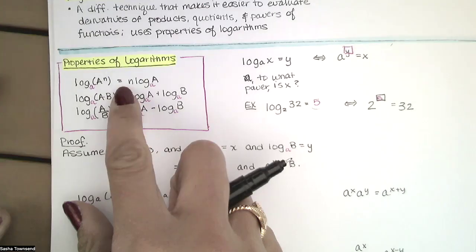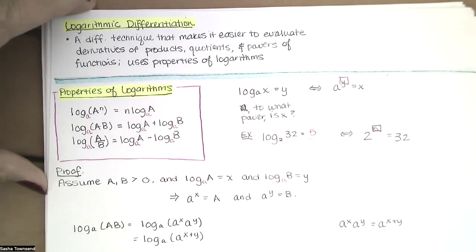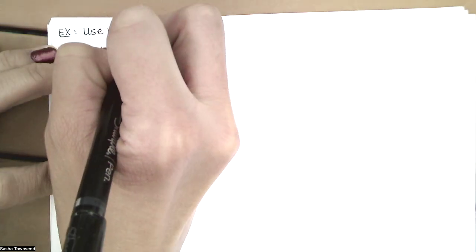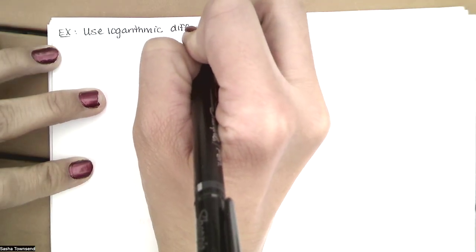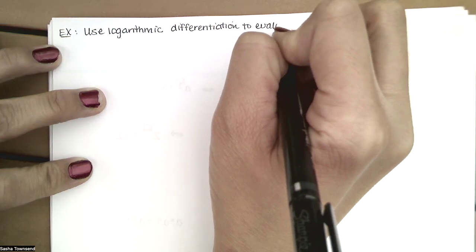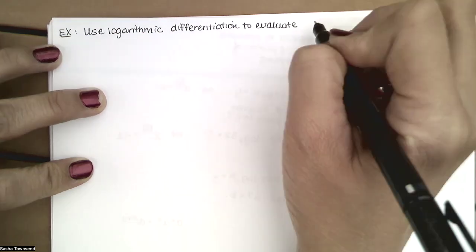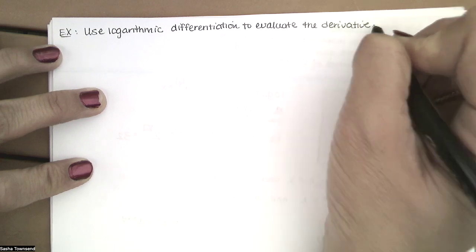So here are our properties. These are the ones that we're going to use to simplify expressions before we differentiate them in this process called logarithmic differentiation. So here's an example. And so we're asked to use logarithmic differentiation to evaluate the derivative, or to compute the derivative, or to differentiate. Either way, all of those terms work.